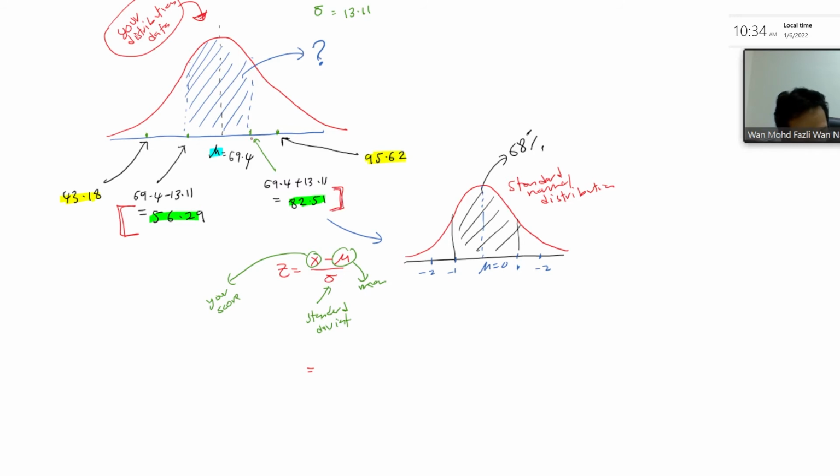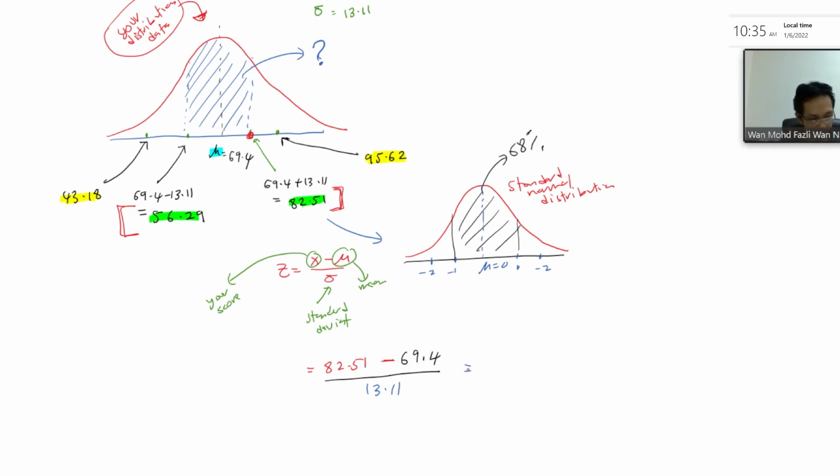Okay, we know this point is 82.51. We know this point is 56. So okay, we take this first. 82.51 minus mu. Mu is 69.4. So you divide by the standard deviation. Your standard deviation is 13.11. So when you do that, you get what?